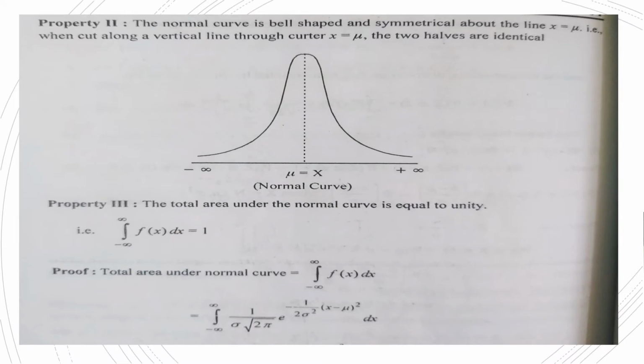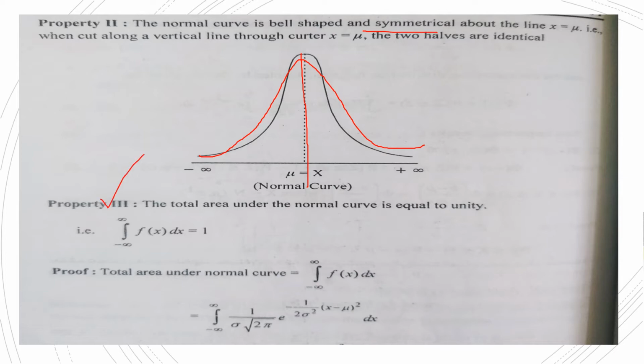The second property tells us about the symmetrical nature of the normal distribution. The normal curve is always a bell-shaped curve like this. It is a symmetrical curve about the line x is equal to mu. It is equally distributed on both sides of mu, so it is called a symmetrical curve. Normal distribution is a symmetrical curve.